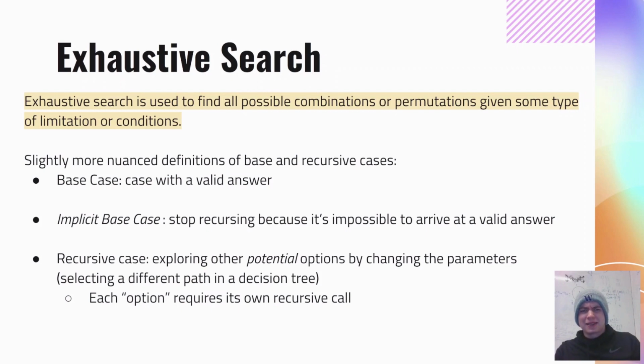Our base case is a valid answer. So once we have a valid answer, we maybe print it or process it in some way. We also have an implicit base case. So this may not be explicitly written out, but with an implicit base case, we stop recursing because it's impossible to arrive at a valid answer. And for a recursive case, this is where we explore all potential options by changing the parameters we give to recursive calls. And each option requires its own recursive call.